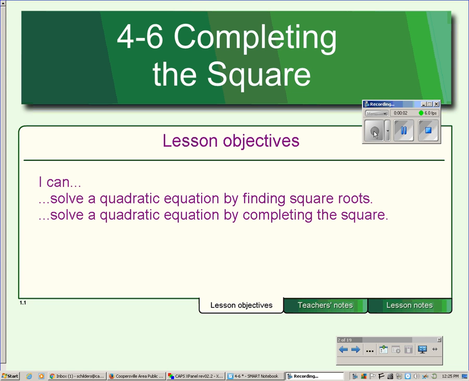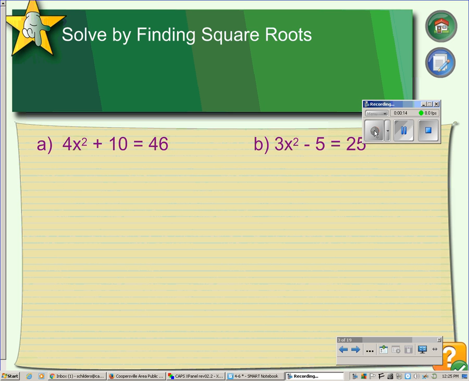This is lesson 4-6. In this lesson, we will learn how to solve quadratic equations by finding square roots, and then we'll learn how to solve quadratic equations by completing the square. First off, we'll learn how to solve by finding square roots.